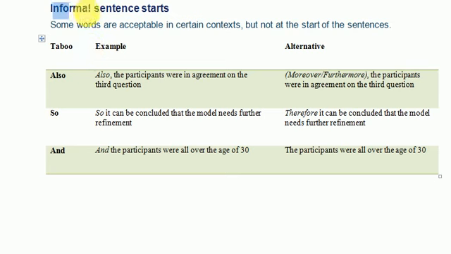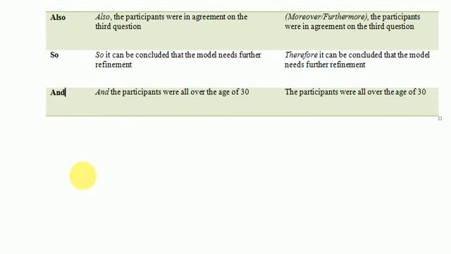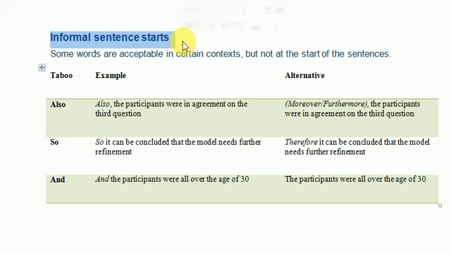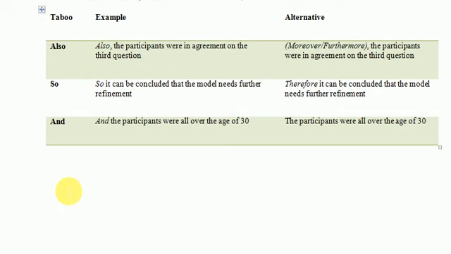There are some informal sentence starts. In the normal way we could start our sentences with also, so, and. But in formal writing, in academic writing, we are supposed to not use the words also, so, and at the start. We could replace also with moreover or further, and in place of so we could use therefore, and instead of writing and at the start of the sentence we could write a new sentence. So you are not going to start your sentences with also, so, and.